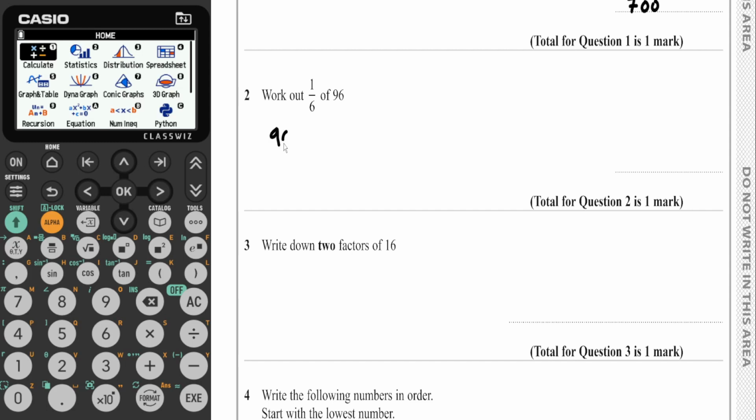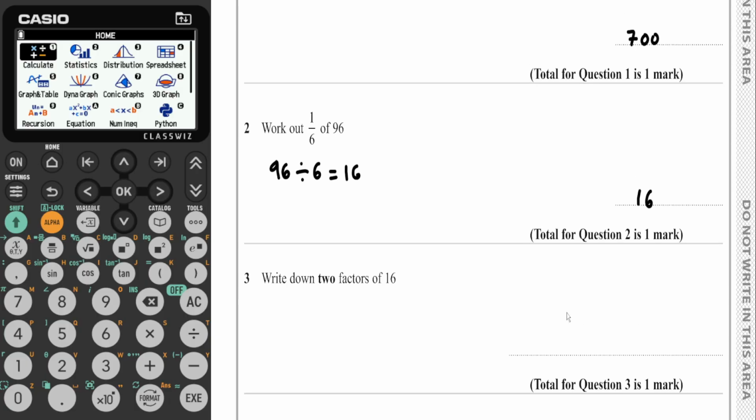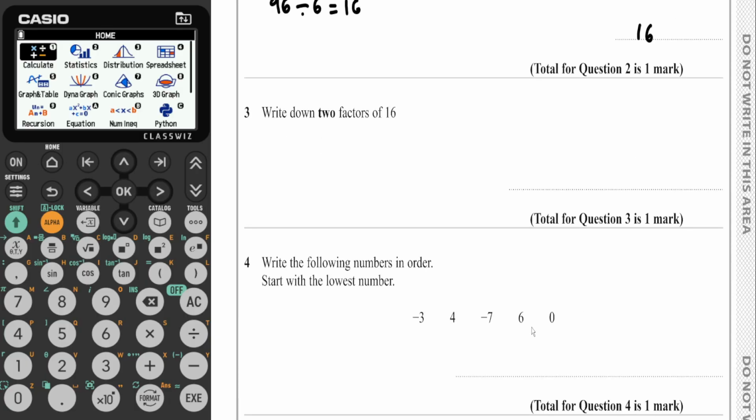Question number 2. We have to work out 1/6 of 96. This is the same as 96 divided by 6, which is equal to 16. Question number 3. Write down two factors of 16. These are two numbers which multiply together to give 16. For example, 2 and 8, which multiply to give 16, are factors of 16.